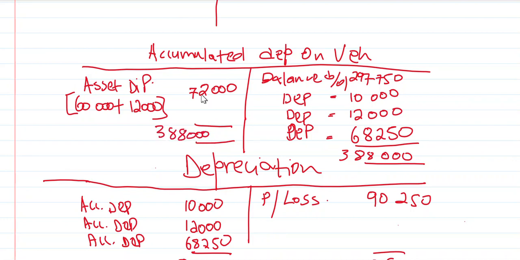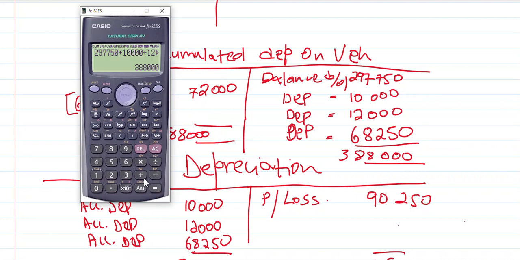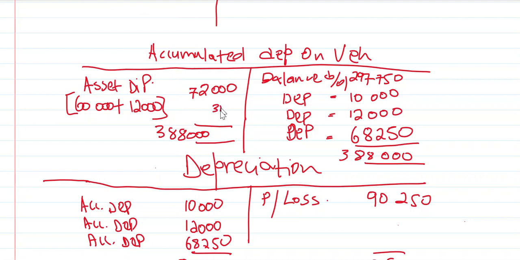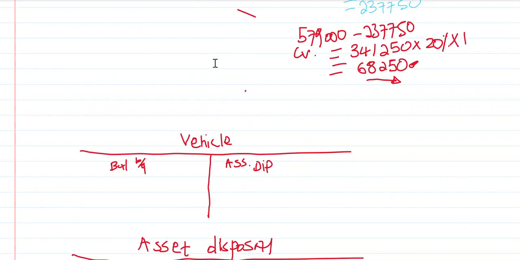388,000. Then we're gonna minus this 72,000 from this money, because we are totaling up now, to give us 316,000. So this is the closing balance of accumulated depreciation. We are done with this one. You usually take this money to here as balance brought down under accumulated depreciation. Okay, let's come to vehicle.